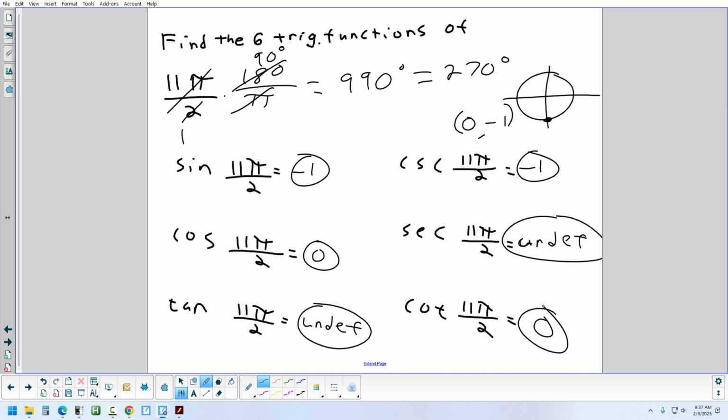Okay, so that's basically how we do unit circle trig, where you have to figure out the coordinate of one of the quadrantal angles. Tomorrow we'll look at figuring out the coordinates if it's not a quadrantal angle. All right, any questions on that?